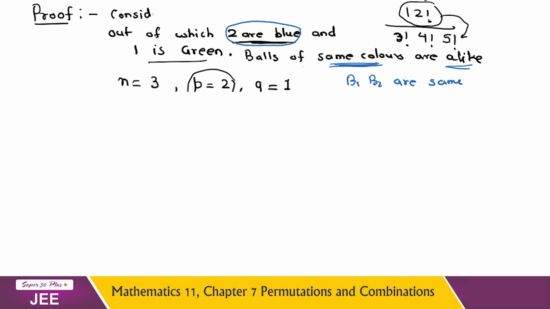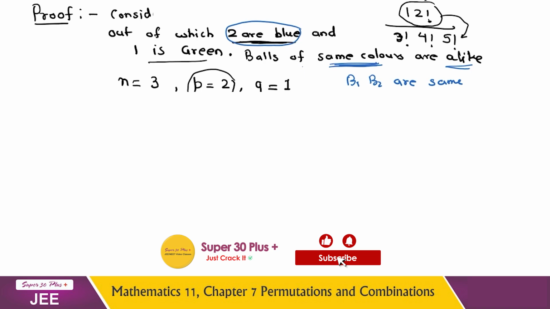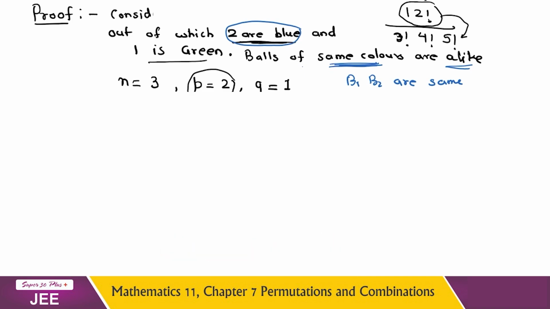But we know that due to these p alike objects, the cases would have repeated themselves p factorial times. So we have to divide by p factorial, and because of these q alike objects, the cases would have repeated themselves q factorial times. So we have to divide by q factorial, and because of these r alike objects, the cases would have repeated themselves r factorial times. So we have to divide by r factorial also. So the incorrect answer would have been n factorial, and when we divide by p factorial into q factorial into r factorial, we get the answer.